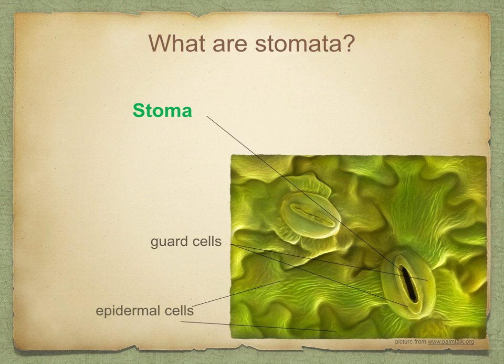Okay, let's have a look at stomata. So what are stomata? Stomata are simply holes in the leaf. So here you can see two stomata. One of them is open and one of them is closed. And they're formed when two special cells called guard cells push apart slightly because they've changed shape. Notice how the guard cells are surrounded by epidermal cells.